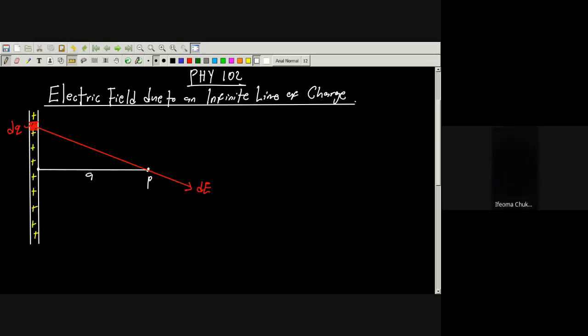Yes, sir. Yes, I have this horizontal component. Also, I have the vertical component. So this is dEx, also dEy.